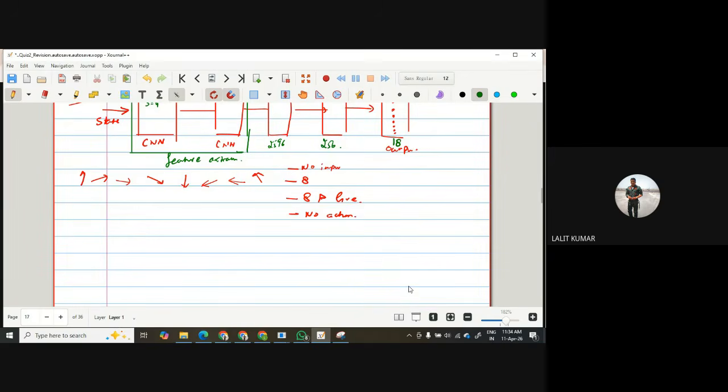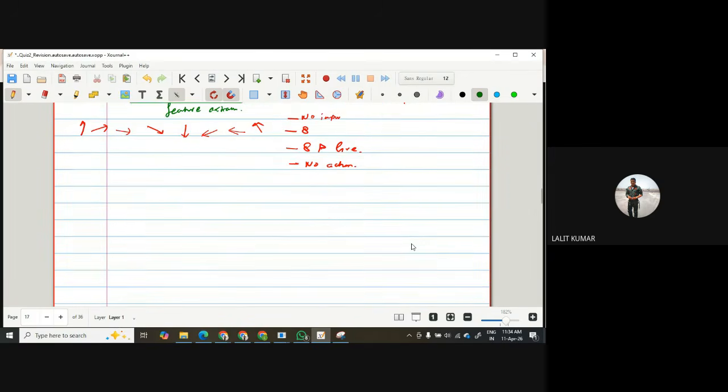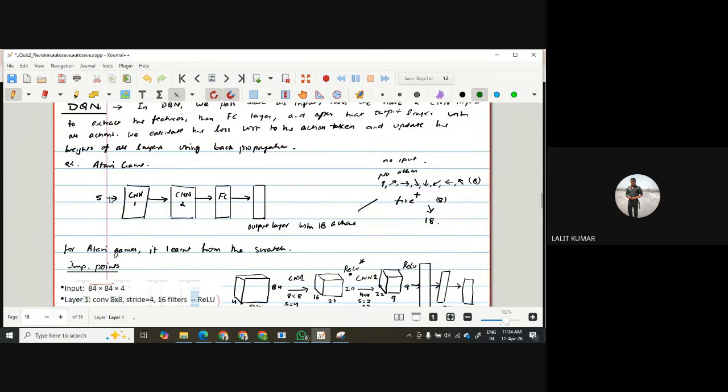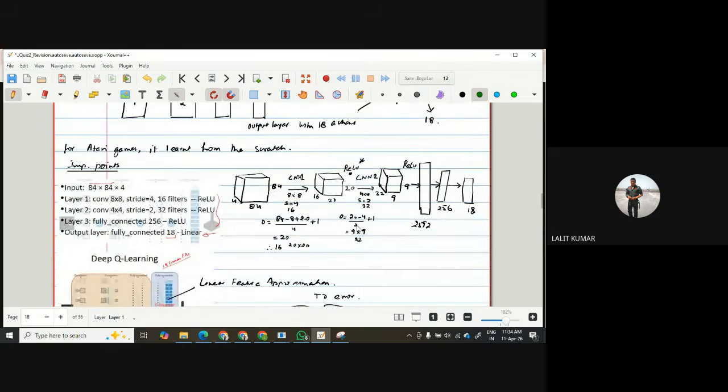Sorry, the mouse is giving me a problem. Okay. So see DQN: we are passing a state. We have the CNN layer, CNN 2, then the fully connected layer, then the output layer. The output layer has 18 actions. And like I covered here, we passed 84 by 84 by 4.